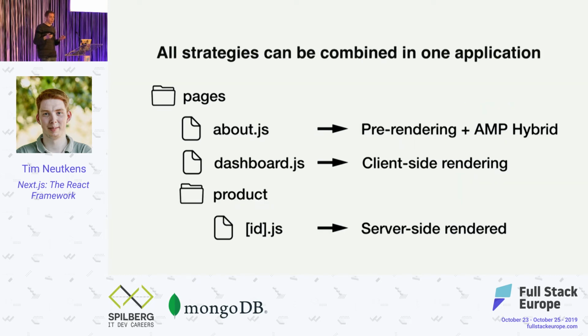So all these strategies that I've outlined can be combined into one application, which means that your About page could be pre-rendered and using hybrid AMP, for example. And your dashboard can be client-side rendered. And the product ID page can be server-side rendered. So every page has a different strategy. And you can choose per page what you're going to use for your specific use case, unified in a single framework. And so you can go from website to web application to marketing website. So it allows you to build truly hybrid web applications.